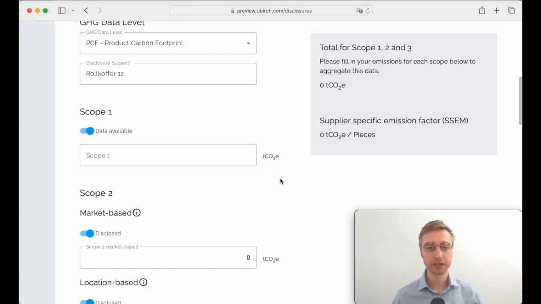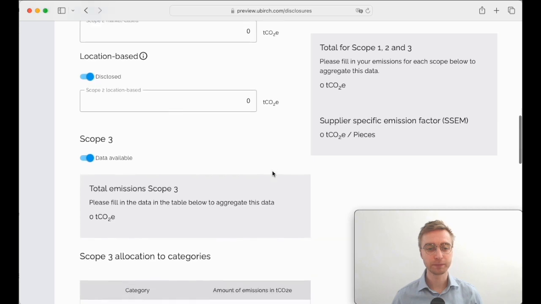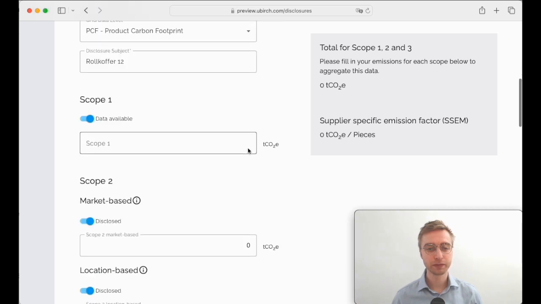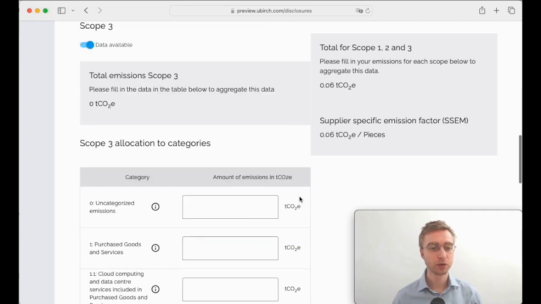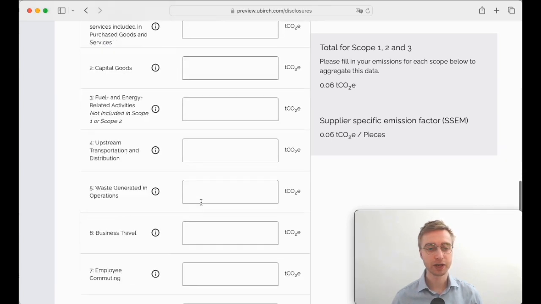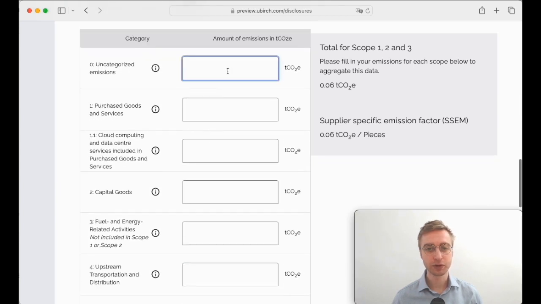Now I am able to specify the corresponding data for this product in scope 1, 2, and 3. We will do this relatively quickly now, as these are only sample data. I am entering 0.02 tons per piece here in scope 1. In scope 2, I input 0.04 for market-based. And regarding scope 3, this is a large form that encompasses many possibilities. I'll just say 0.06 for uncategorized emissions.